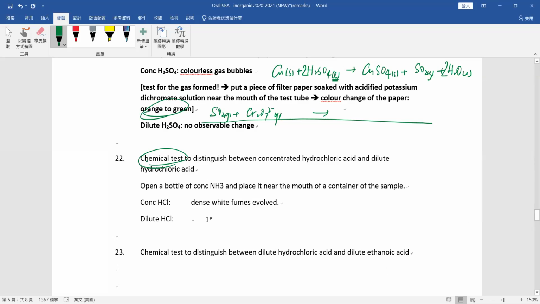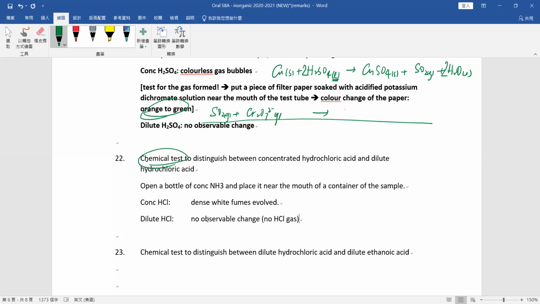Do they have any white mist? No observable change. Why? You mean no HCl gas? Yeah, no HCl gas. Indeed, HCl is highly soluble in water at low concentration, so HCl is said to be not volatile in dilute HCl. But for concentrated HCl, it cannot withhold so much HCl, about 35% of it.